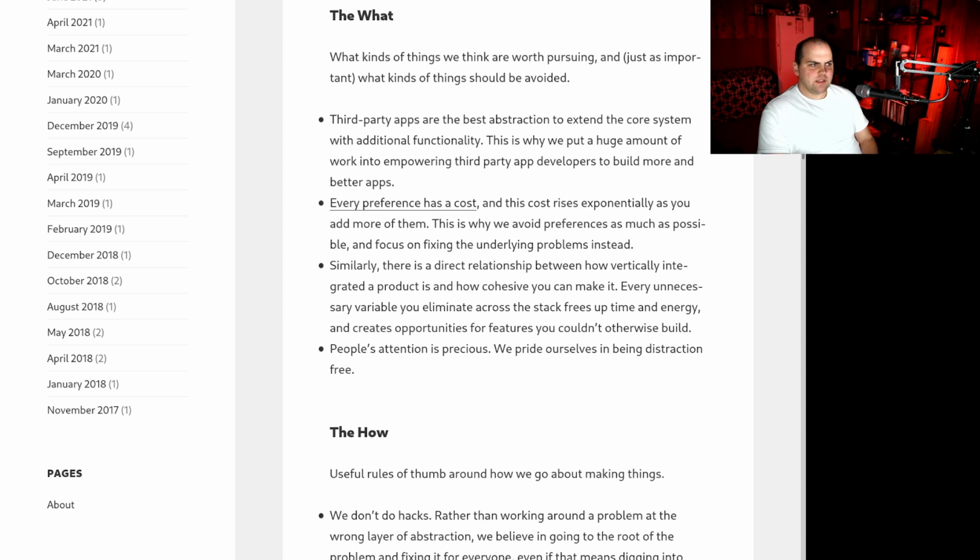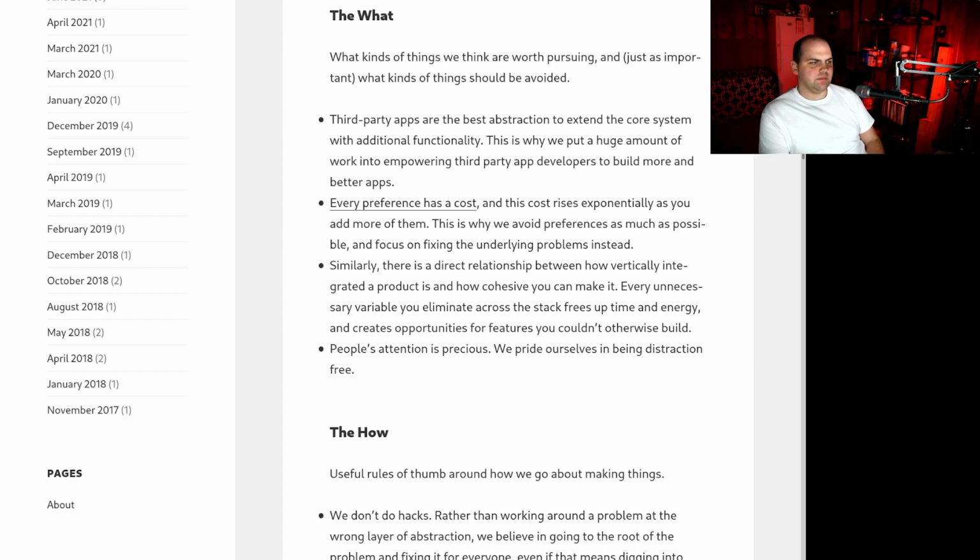So here he's talking about third-party apps being the best abstraction to extend the core system with additional functionality. This is why we put a huge amount of work into empowering third-party app developers to build more and better apps. And I'm not going to lie, all the applications that use GTK, they just look better than most Qt apps, in my opinion. They really do. They always look more uniform, especially if they're targeted at Gnome, because that's what they're talking about here, which I guess is really great. I do wish that the Qt applications did look a little bit better out of the box, but at the same time, we're talking about Qt, and you can modify just about anything in Qt, unlike GTK these days.